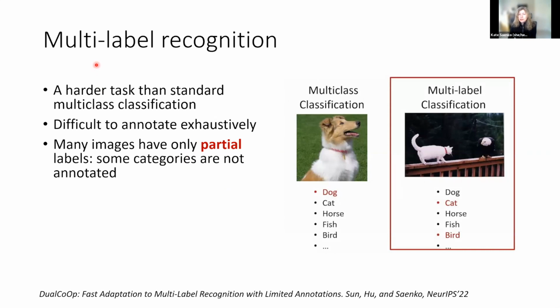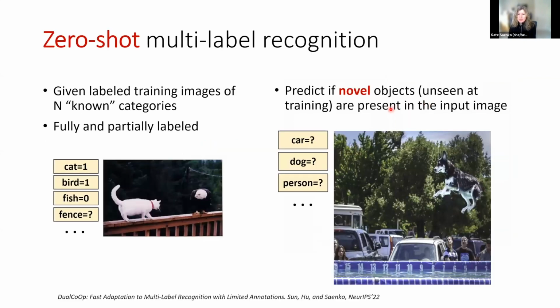So in multi-label recognition, we want to classify an image as having multiple categories, right? So instead of just picking a single category, as we do in standard multi-class classification, we're interested in predicting if each of a long set of categories is present in each image. So here we might have labels for cat and bird, but we might also have only partial labels, because a lot of categories may just not be annotated. For example, fence is not annotated in this image. So that presents an extra difficulty in multi-label recognition.